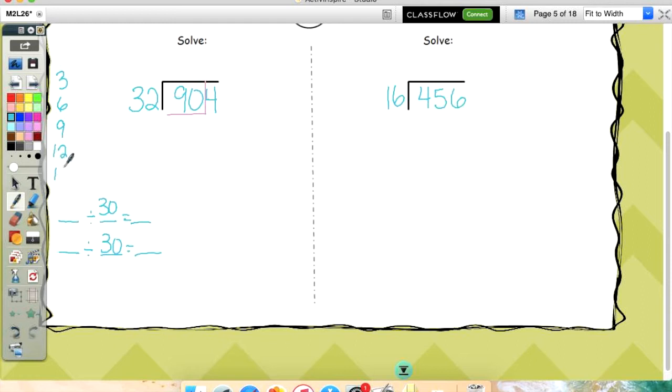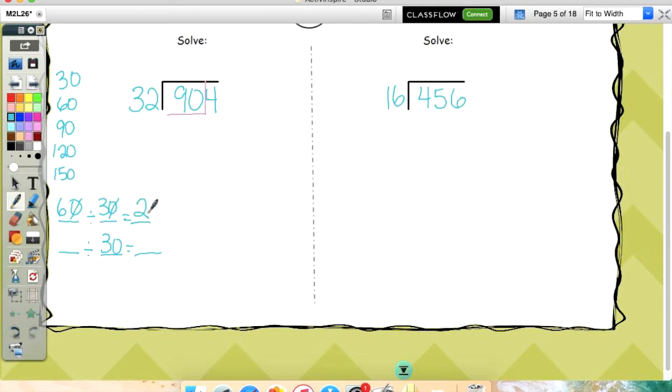I have no idea, so I'm going to stop at 150. Okay? I stopped at 180. So which number over to the side is closest to 90? 90. However, I rounded my divisor down. So I'm thinking 90 might be too big for 32. So let's go with 60. Very good. So 6 divided by 3?